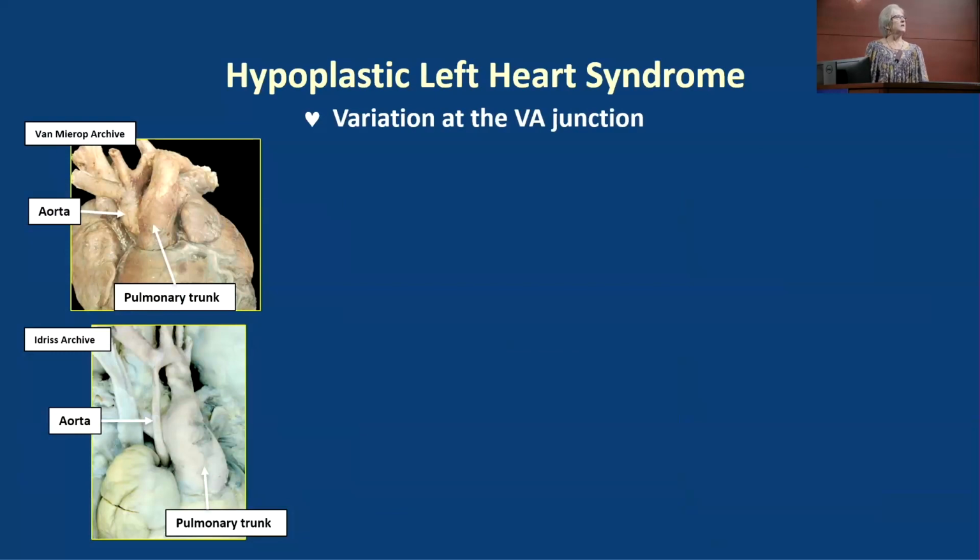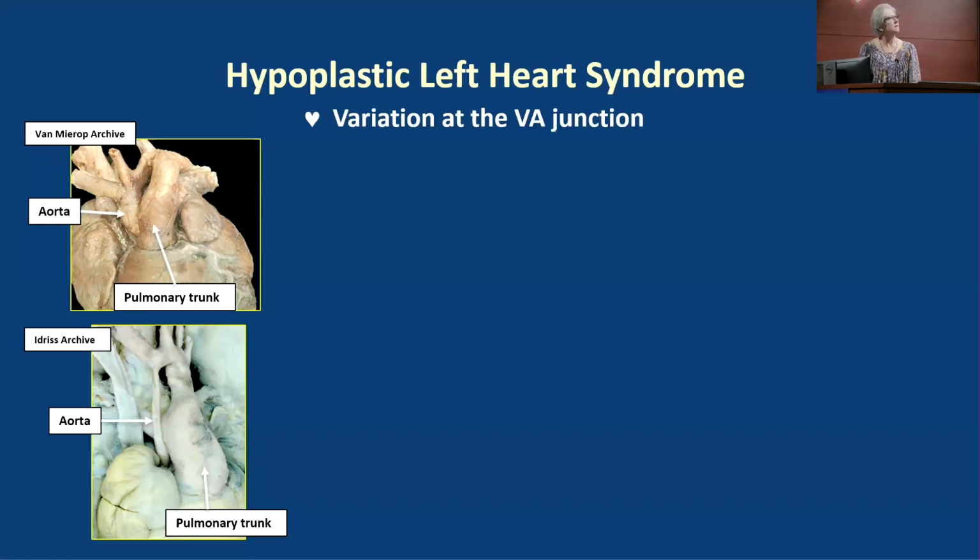When we look at the variation at the ventriculo-arterial junction, what I want to point out is how we get from the top image, where we have a relatively good-sized aorta, to the bottom image, with this very tiny hypoplastic ascending aorta that basically serves as a conduit for the coronary arterial circulation.